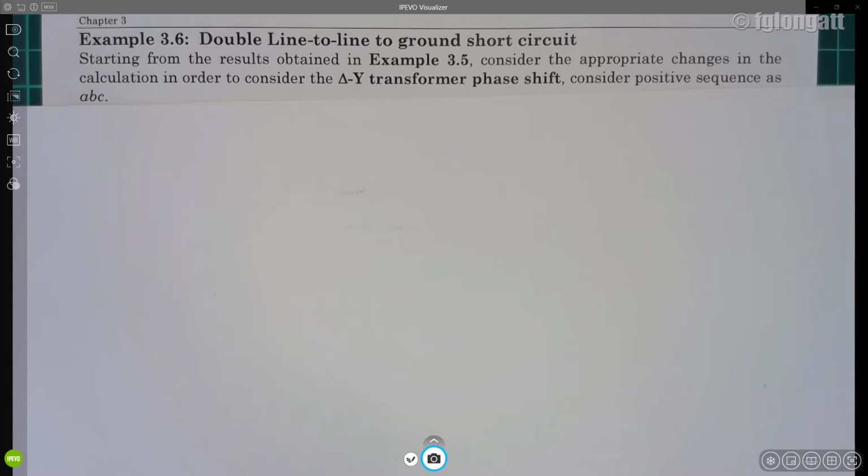Okay, this is a practical example regarding unsymmetrical faults, and this is, let's say, a continuation coming from the example 3.5. I highly suggest, if you already finished the calculations using the example 3.5, that you attempt this example.